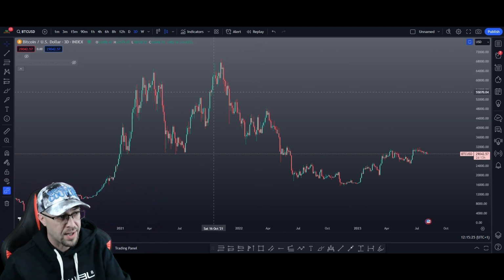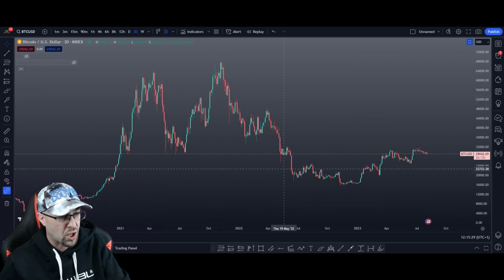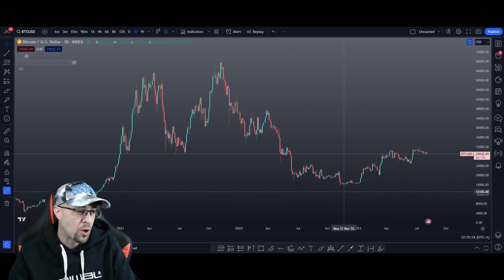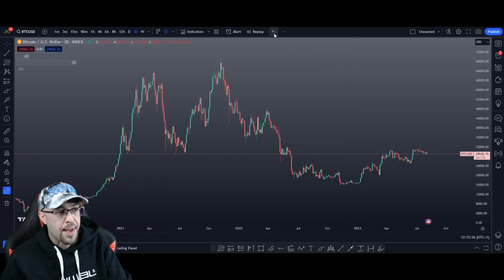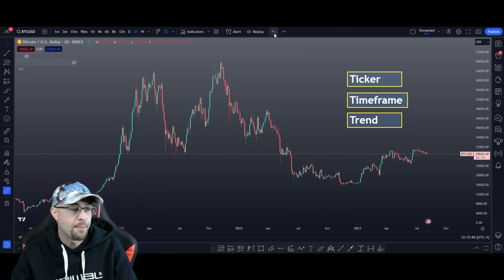So I'm going to show you guys how you can understand a price chart the same as how I understand a price chart. It is a story of human emotions. It's just people buying and selling. So that's the first thing. The second thing, guys, is the 3 T's: ticker, time frame, and trend.